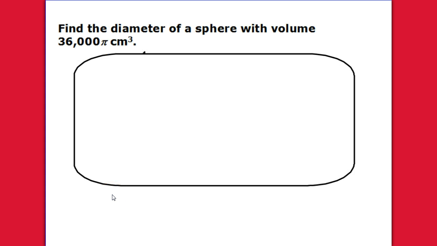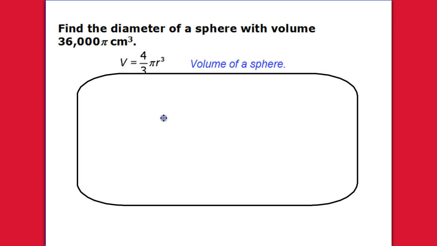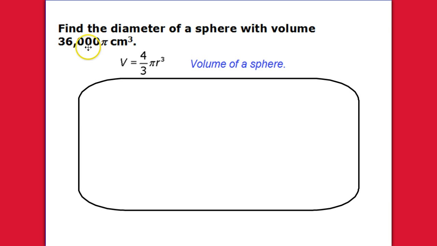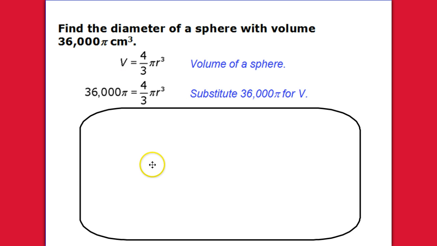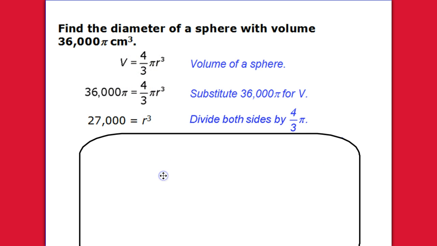Find the diameter of a sphere that has a volume of 36,000 pi centimeters cubed. Once again, start with your formula. And now we're going to substitute the known volume. And there we go. We can now use our inverse properties of equality. Divide pi from both sides, multiply both sides by 3/4, and r cubed is 27,000.